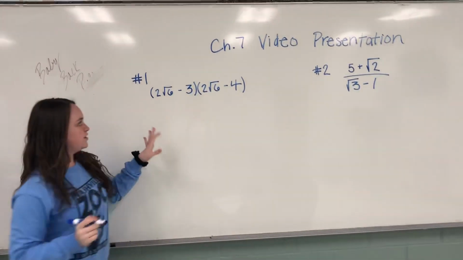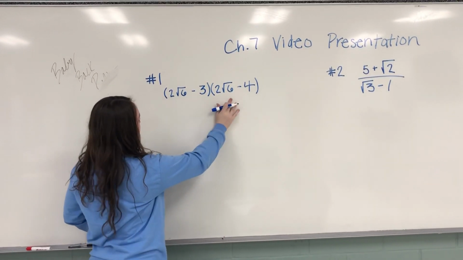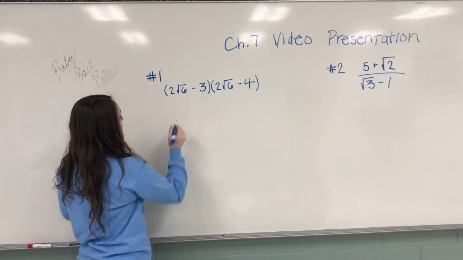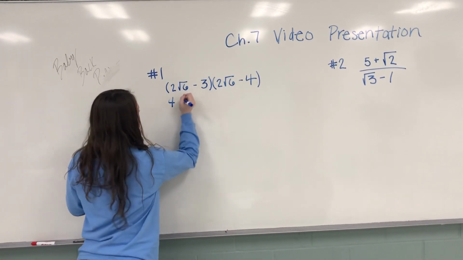So the first thing that you're going to do, you're going to distribute. So the first thing you do is multiply 2 square root of 6 times 2 square root of 6. And 2 times 2 is 4. And the square root of 6 times the square root of 6 is just 6.